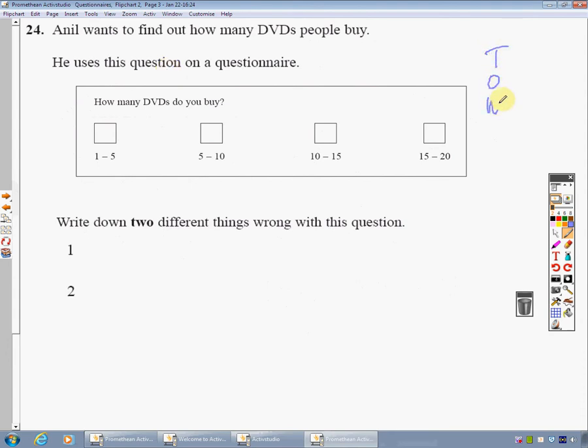Write down two different things wrong with this question. No time limit. And the second thing, I've got overlap in my list. I've got a 5 and a 5, a 10 and a 10. Responses overlap.